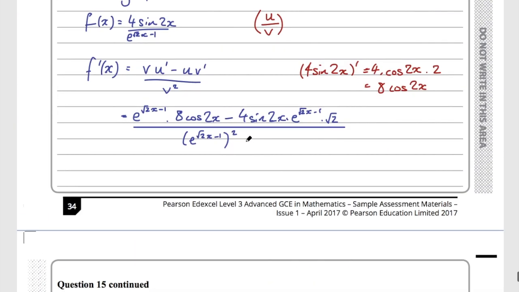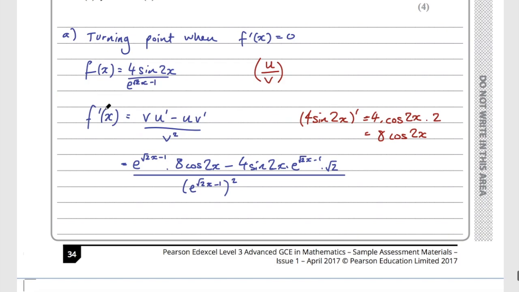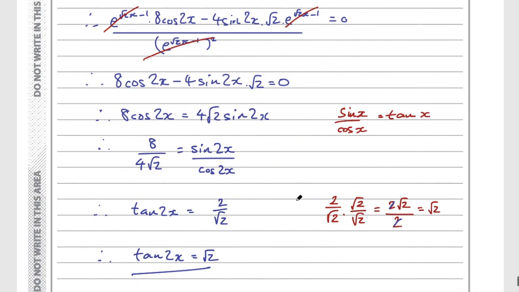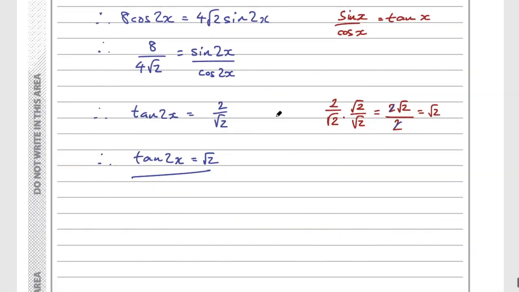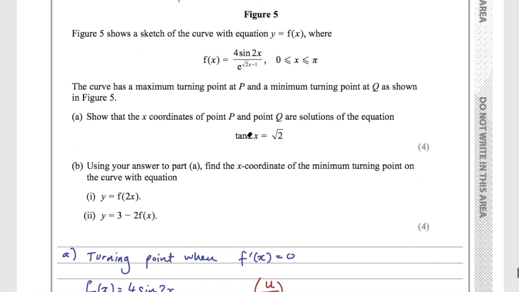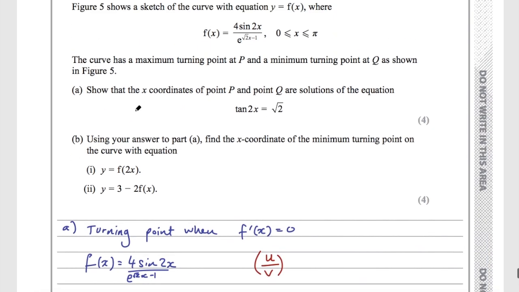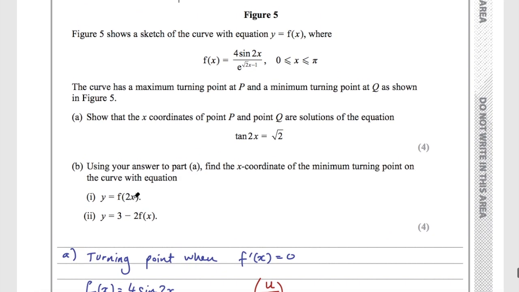And therefore we have shown the turning points, when the derivative of f of x equals 0, when the minimum and maximum occur, the tangent of 2x will equal root 2. Okay, so that was for part A, that was 4 marks. And then part B says, using your answer to part A, find the x-coordinates of the minimum turning point on the curve of the equation y equals f of 2x and y equals 3 minus 2 f of x. So that's saying we need to take this function but change the variable and multiply it by 2.